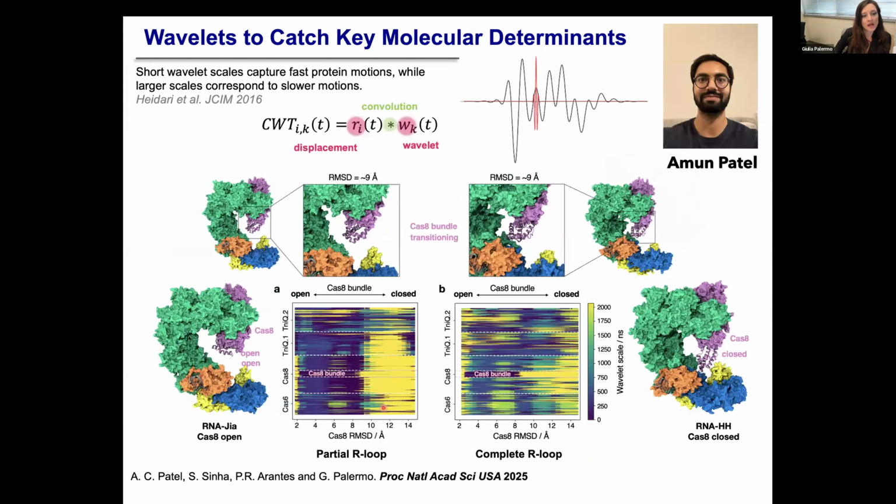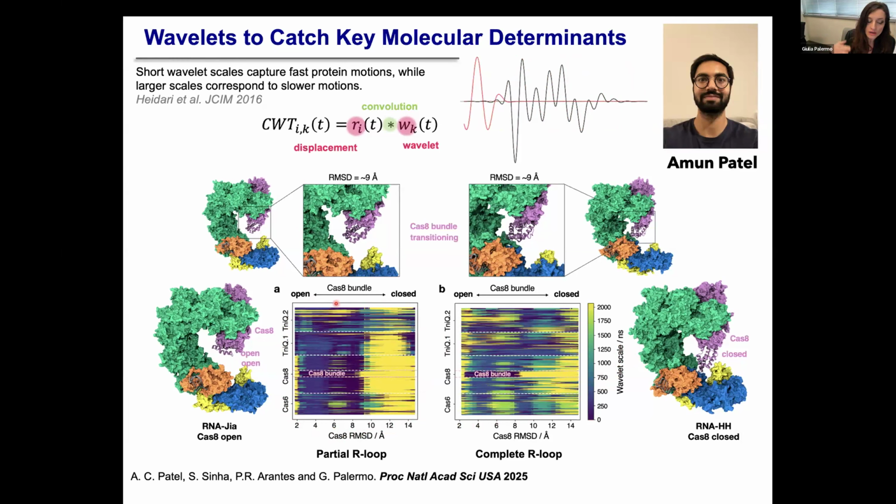My student Aman Patel also decided to use an approach coming from physics, in particular wavelet analysis. So basically what he did, he took the displacements from the simulations, he converted them into wavelets, and he was able to calculate these plots in which we can characterize what is the scale of the motions in terms of little waves.